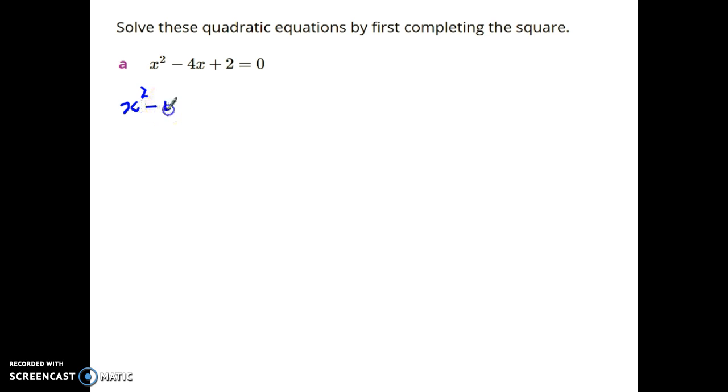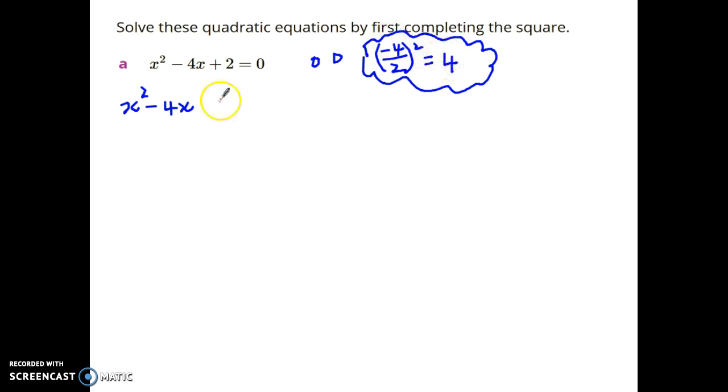X squared, take 4x, then to work out what goes in the middle, your little think bubble here would be saying that I'm going to halve the middle term and then I'm going to square it. Half of minus 4 is minus 2, squaring that, 2 squared is 4. So what I need to do is add 4 on, then of course you take the 4 away, and I've still got my plus 2 equals 0 tacked on the end. We'll deal with those later.